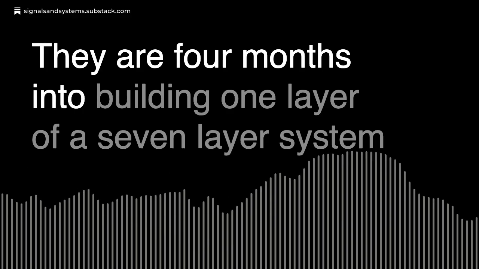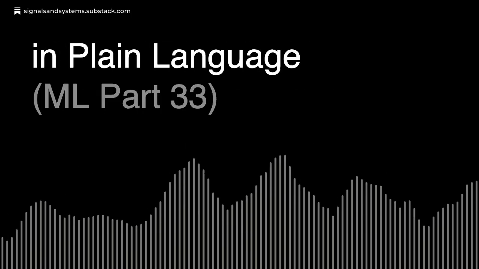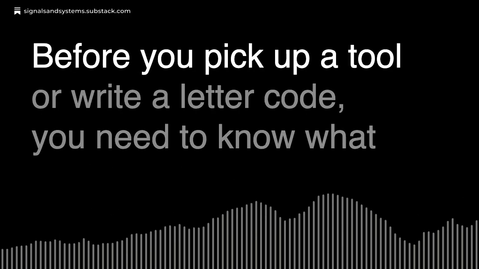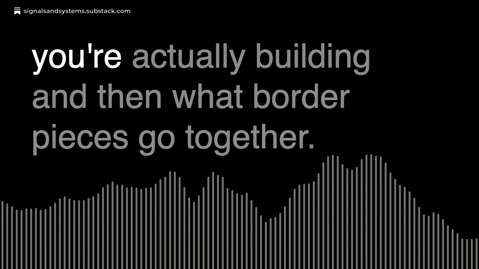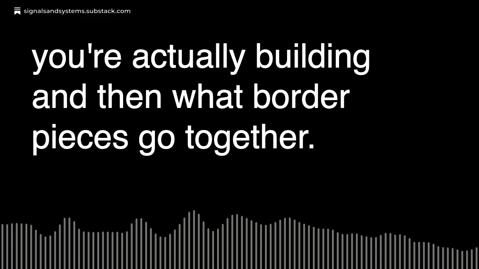They are 4 months into building one layer of a 7-layer system without a blueprint for the other 6. This article is that blueprint. This is DIY Machine Learning, the Stack in Plain Language, ML Part 43. Before you pick up a tool or write a line of code, you need to know what you're actually building and in what order pieces go together.